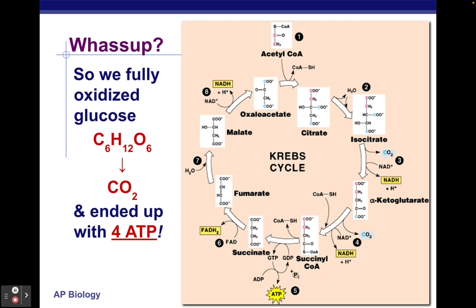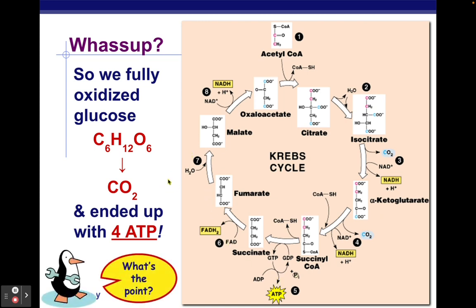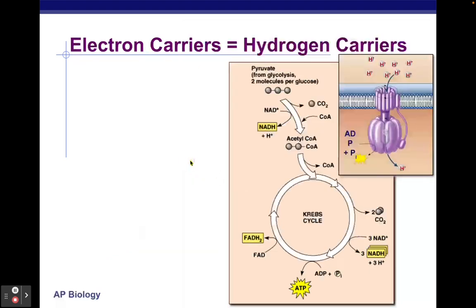So every time the carbons are oxidized, an NAD plus is being reduced. So do you see how that happens? Oxidized carbon, reduced NAD. So redox reactions are always coupled, always occurring together. Okay. All right. What's the point? Let's get to that point.